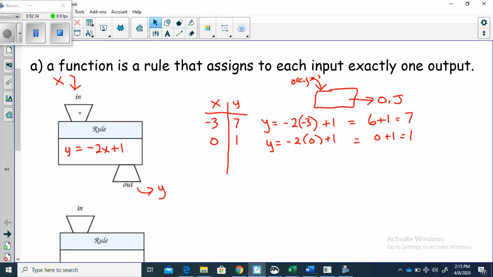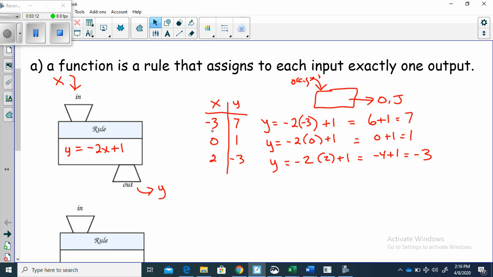When my input is x and I put it through this rule, I get out a 1. Now let's try another number. What if I go with 2? Okay, let's plug it in. We're looking for the y. Our x is 2. y is equal to negative 2 times 2 plus 1. Negative 2 times 2 is negative 4 plus 1, which is negative 3. When I put in a 2 for my x, my y is negative 3. If my input is 2, my output is negative 3.